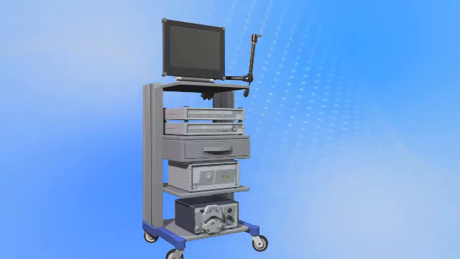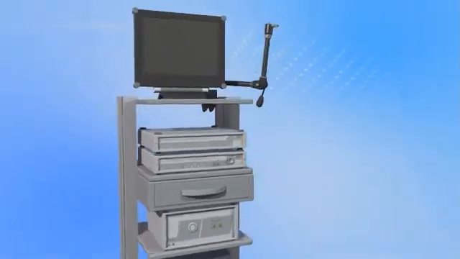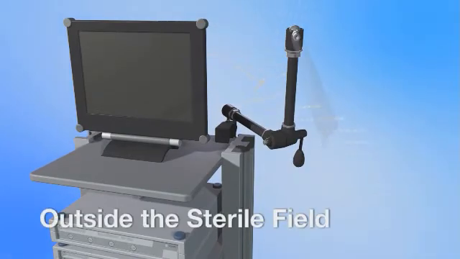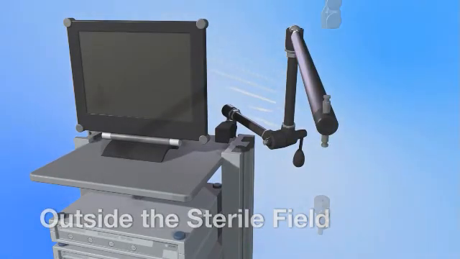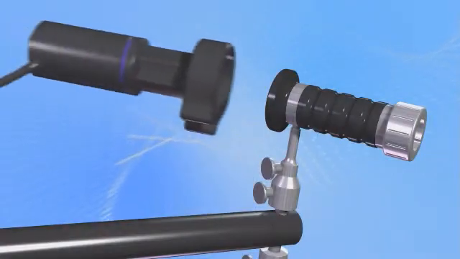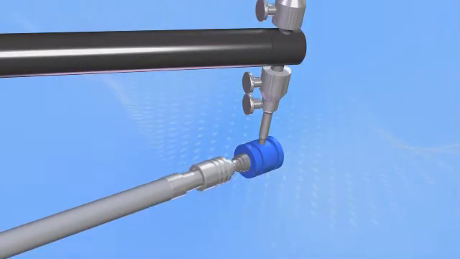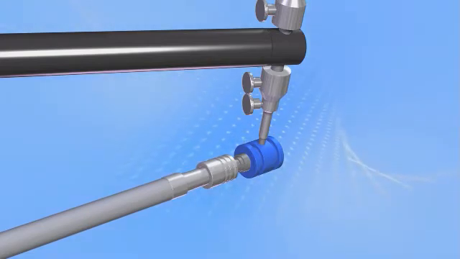During use, the PolyScope is connected to both a camera ocular and light adapter, which are held by a 3-joint utility arm outside the sterile field. The camera head and light cable are connected to the system and kept outside the sterile field as well, eliminating the need to sterilize these components between cases.